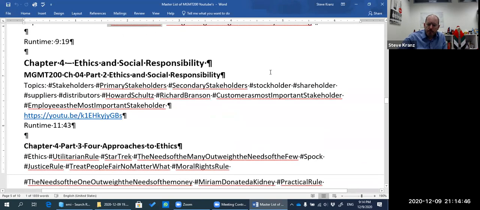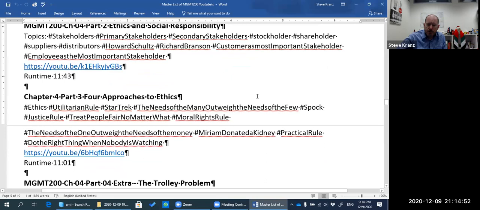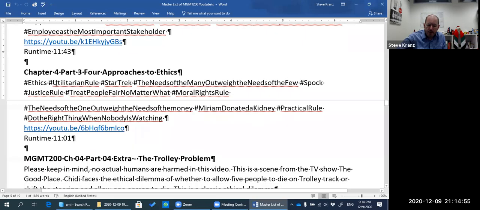The book goes into 4 different types of rules, the 4 approaches to ethics. We talked about the utilitarian rule, which is the needs of the many outweigh the needs of the few. That's the belief in utilitarian. There's the justice rule, which is really treat people fair no matter what. Sorry, the justice rule says you do what's right, period. And then the moral rights rule, which is really the needs of the one outweigh the needs of the many.